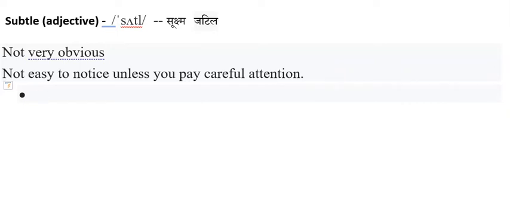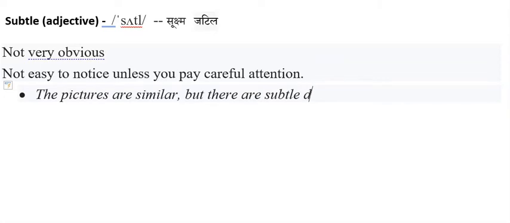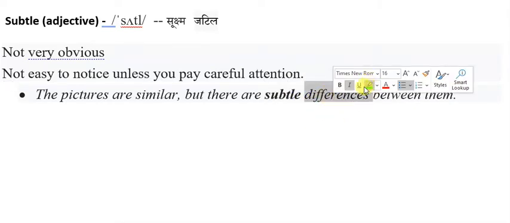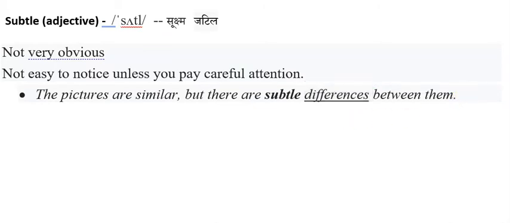Okay, the first example is, the pictures are similar, but there are subtle differences between them. Okay, so subtle works as an adjective for the word differences, which is a noun.